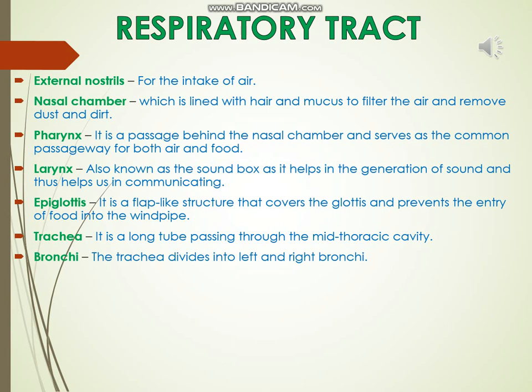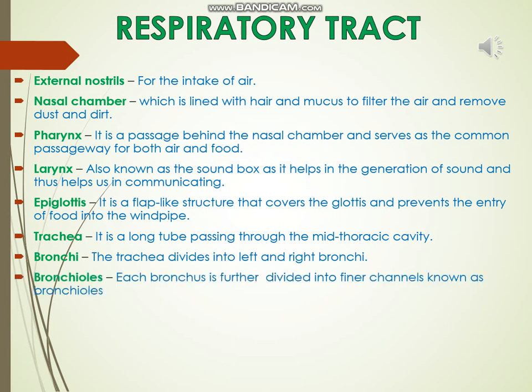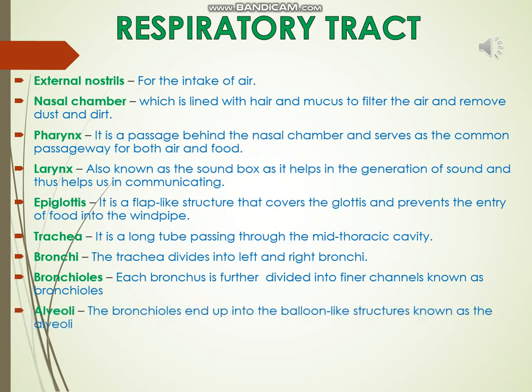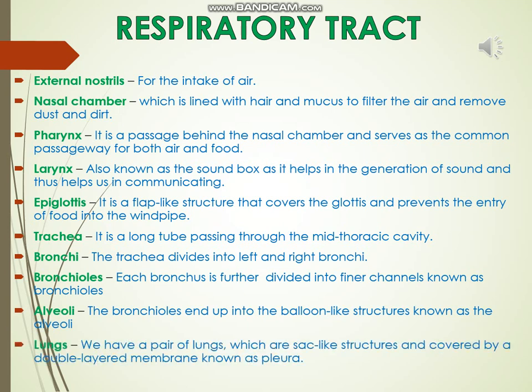Bronchi. The trachea divides into left and right bronchi. Bronchioles. Each bronchus is further divided into fine channels known as bronchioles. Alveoli. The bronchioles end up in balloon-like structures known as the alveoli. Lungs. We have a pair of lungs which are sac-like structures covered by a double-layered membrane known as the pleura.